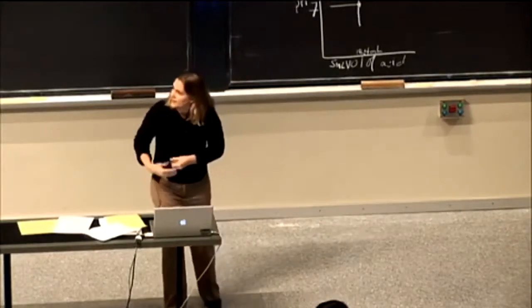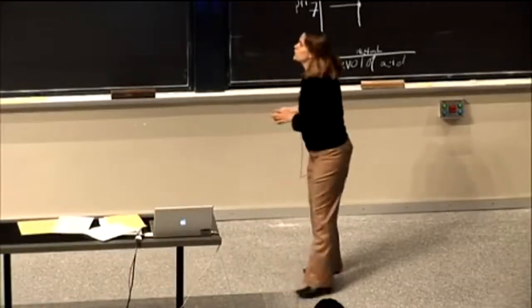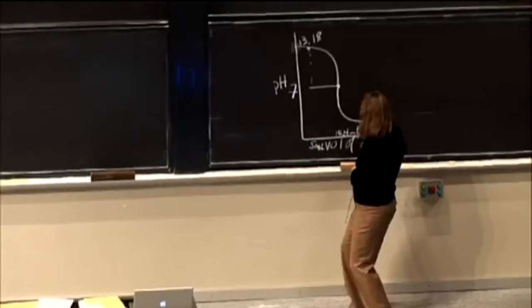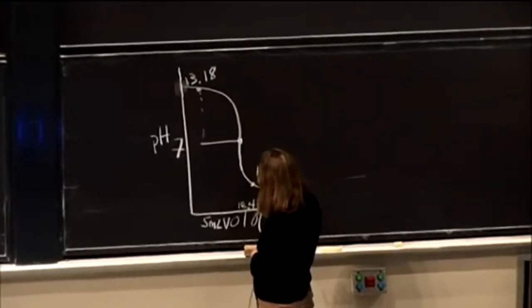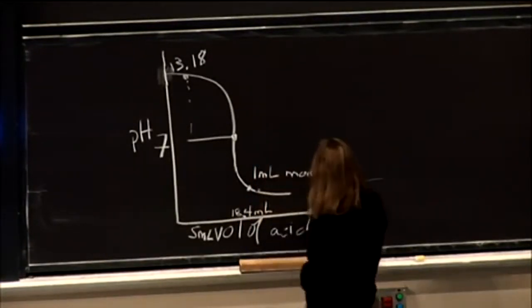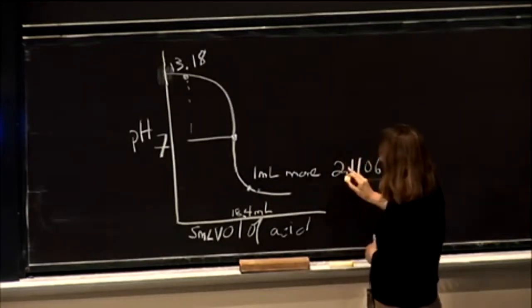So again, here are the things that you want to remember to add in calculating this. And then if you calculate the pH of that, you get a pH of 2.116. So that's down somewhere in here. We've added 1 more mL. And we're at a pH of 2.1106. And this can be a check as well.